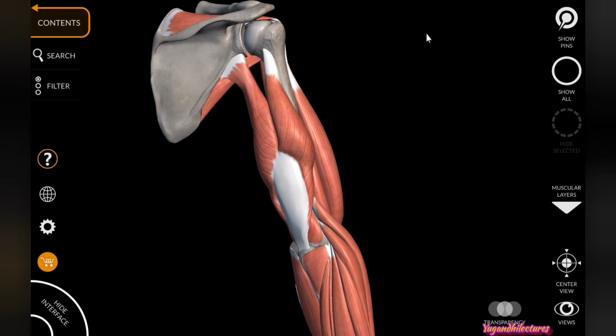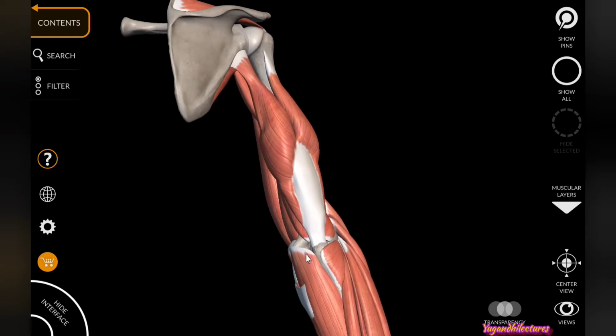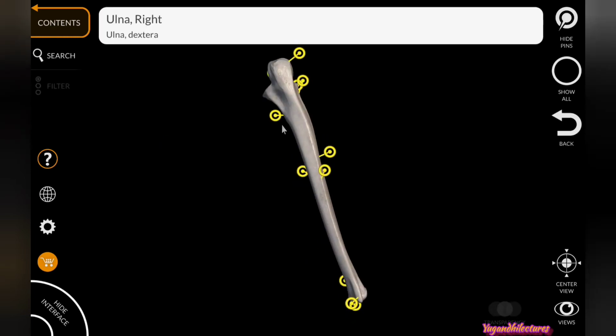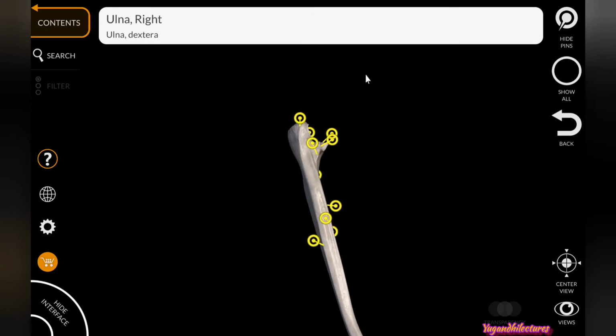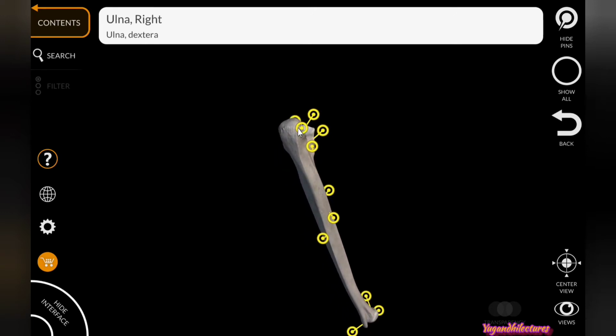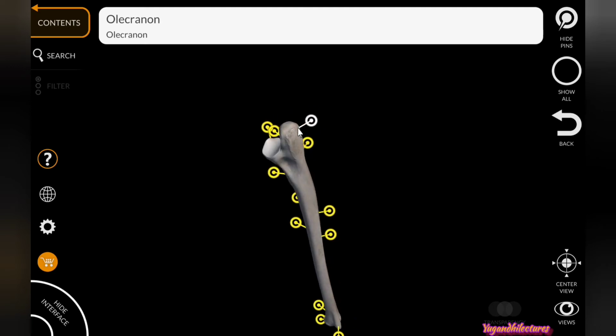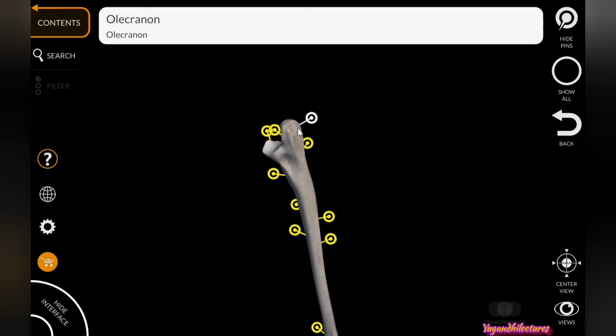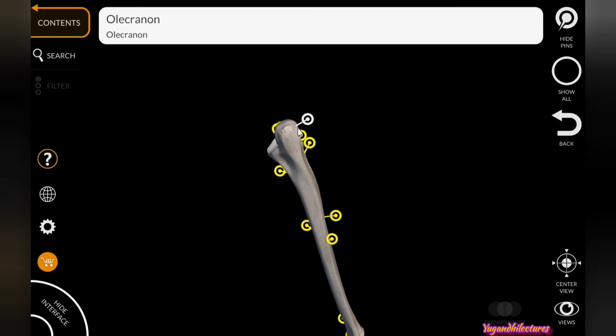Now coming to the insertion of triceps brachii muscle, you can see both the long head and lateral head converge to form a superficial flattened tendon which gets inserted into the olecranon process. You can see here, this is the olecranon process of the ulna. So the tendon which is formed by the fusion of both the lateral head and long head of triceps brachii gets inserted into the superior surface of the olecranon process.